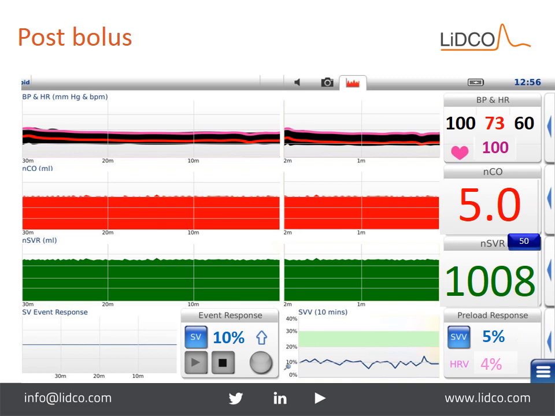Therefore, knowing your stroke volume variation in context with answering the question if your patient needs fluid is extremely important. And this is how this technology can help us be much more exacting and precise when resuscitating our patients without doing harm by giving too much fluid.